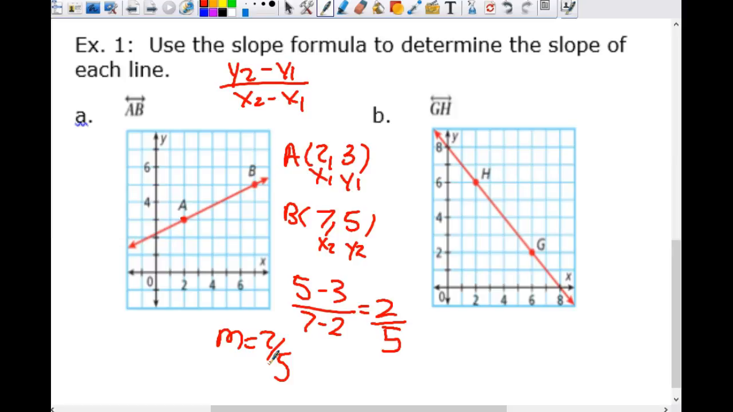We can check this a really, really easy way. Does anyone know the really easy way we can check this? So we should be able to count up 2, and to the right 5, 1, 2, 3, 4, 5. Yep, that's correct. Because you won't always have a graph.